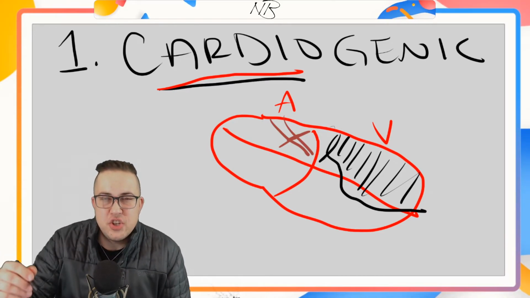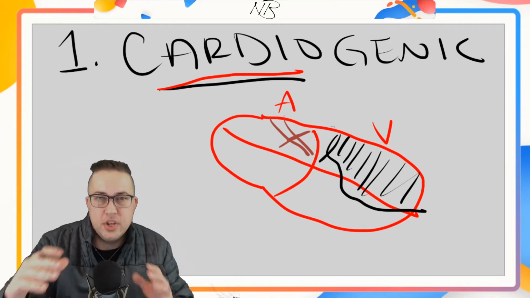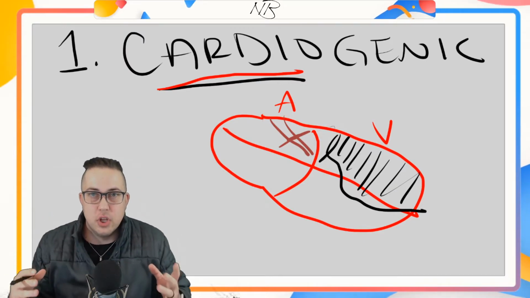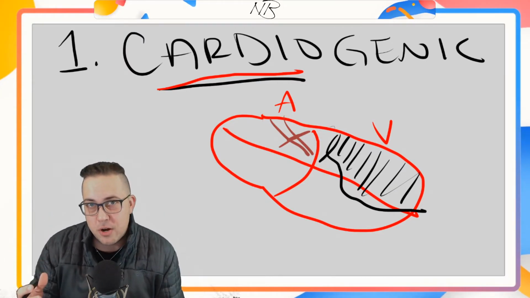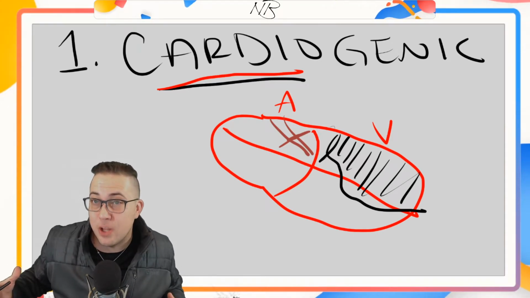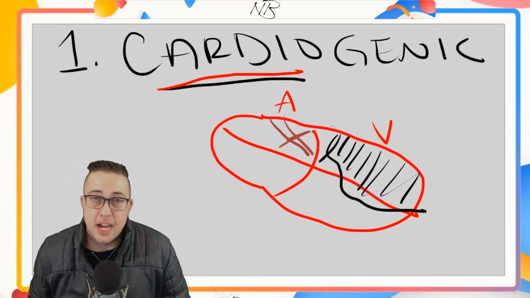So maybe I should specify that I misspoke. In cardiogenic shock, we're not actually looking at dilation of the vessels. We're actually looking at a failure of that pump. Cardiogenic shock is systemic low blood pressure as a result of this disrupted cardiac function.